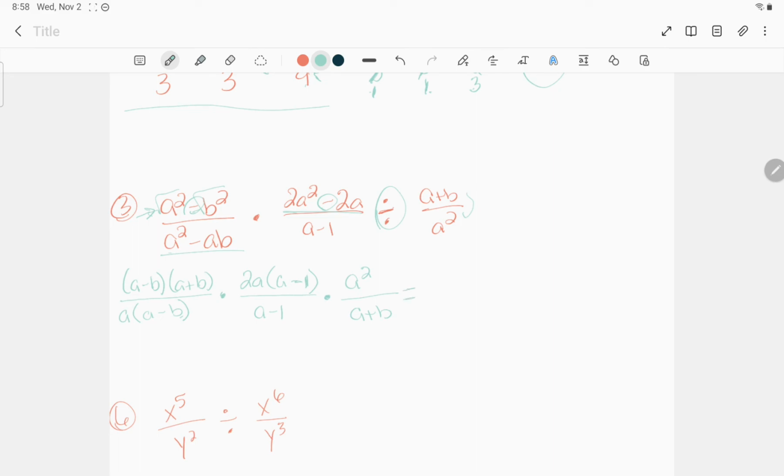So from here, I just cancel my like terms. All right, so I have an a minus b on the bottom and an a minus b on the top. So I'm going to cancel those. I have an a plus b here in the first one and an a plus b in the last one. In the second one, I have an a minus 1 and an a minus 1. So all I have left on the bottom is this a. And then I have a 2a here and an a squared here. Well, the a with the 2a and the a on bottom will cancel. And that leaves me with the 2 and the a squared. So my answer is 2a squared.